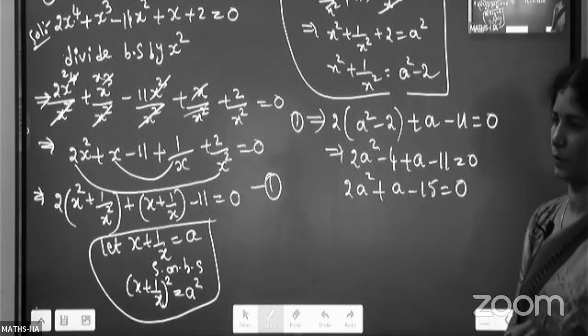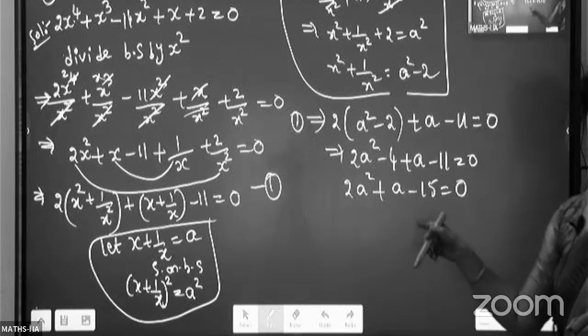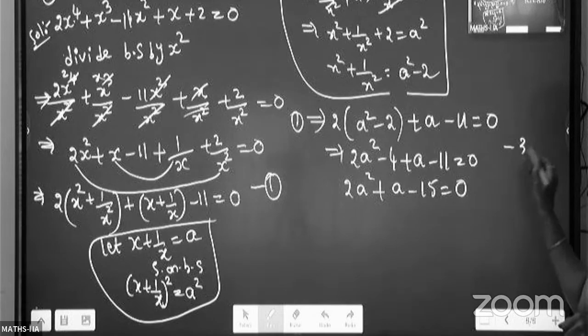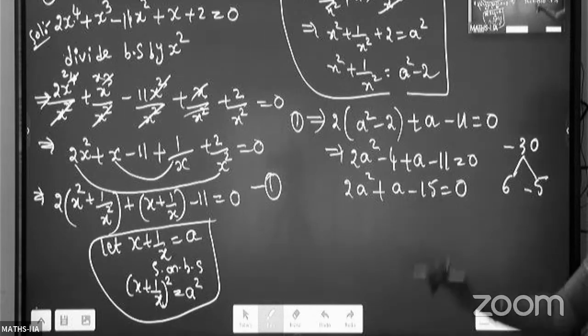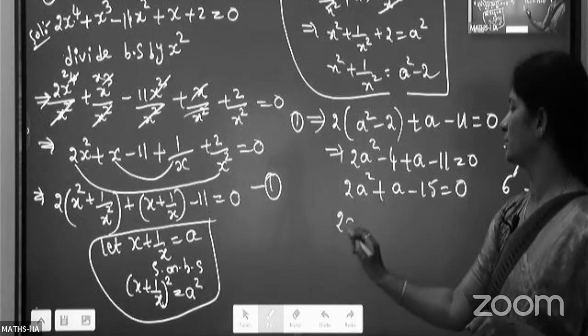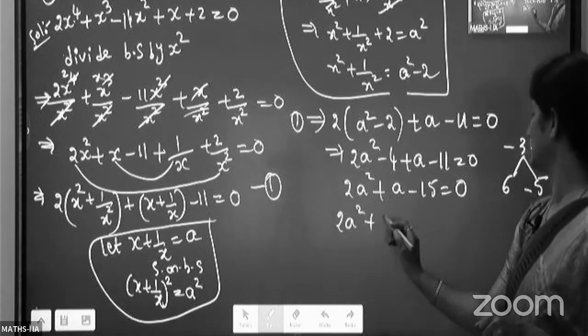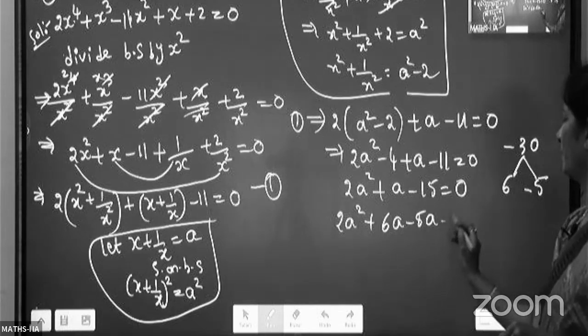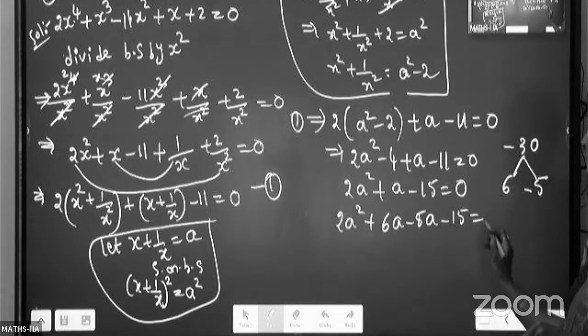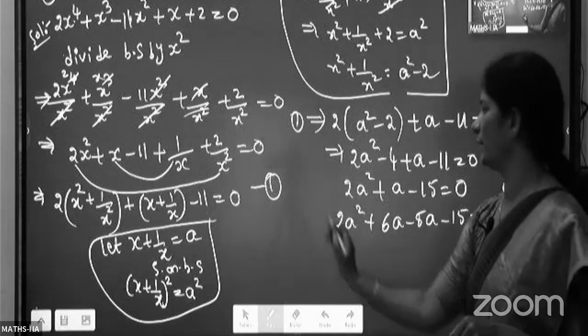Again a quadratic equation. So what to do? 2 into minus 15 is minus 30. We want to get 1 here. What are the factors? 6 and 5 are the factors; 6 minus 5 is 1. So 2a square plus 6a minus 5a minus 15 is equal to 0. Take 2a common.